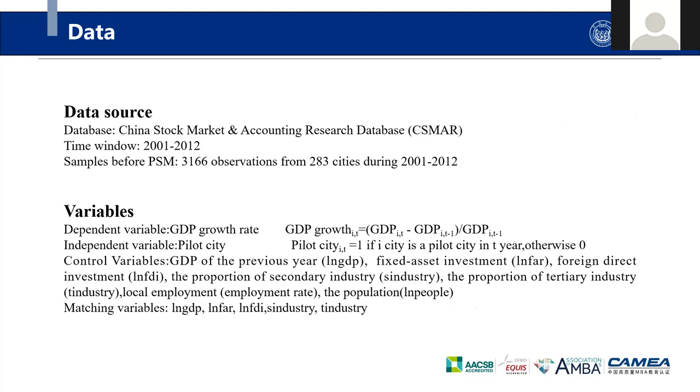And our data is from CSMAR, China Stock Market and Accounting Research Database. The time window is from 2001 to 2012. Samples before PSM include 3,166 observations of 283 cities. The dependent variable is GDP growth rate, and the independent variable is pilot city, which is a dummy variable that equals one if the city is a pilot city in year T. And there are 7 control variables and 5 matching variables.